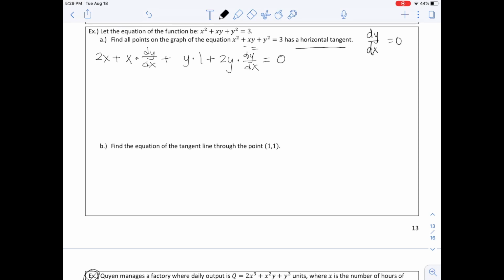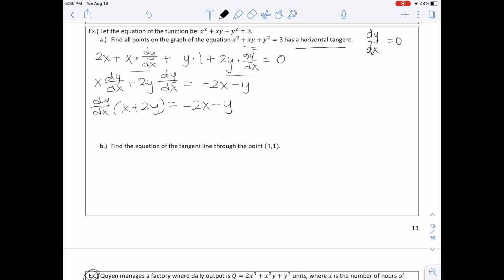From here, we need to get our dy/dx's isolated. So I have some terms that do not have a dy/dx. I'm going to go ahead and subtract those over to the other side. And I have x times dy/dx plus 2y times dy/dx equals, and then subtracting everything else to the other side, minus 2x minus y. From here I can factor out a dy/dx, and I have (x plus 2y) dy/dx equals negative 2x minus y.